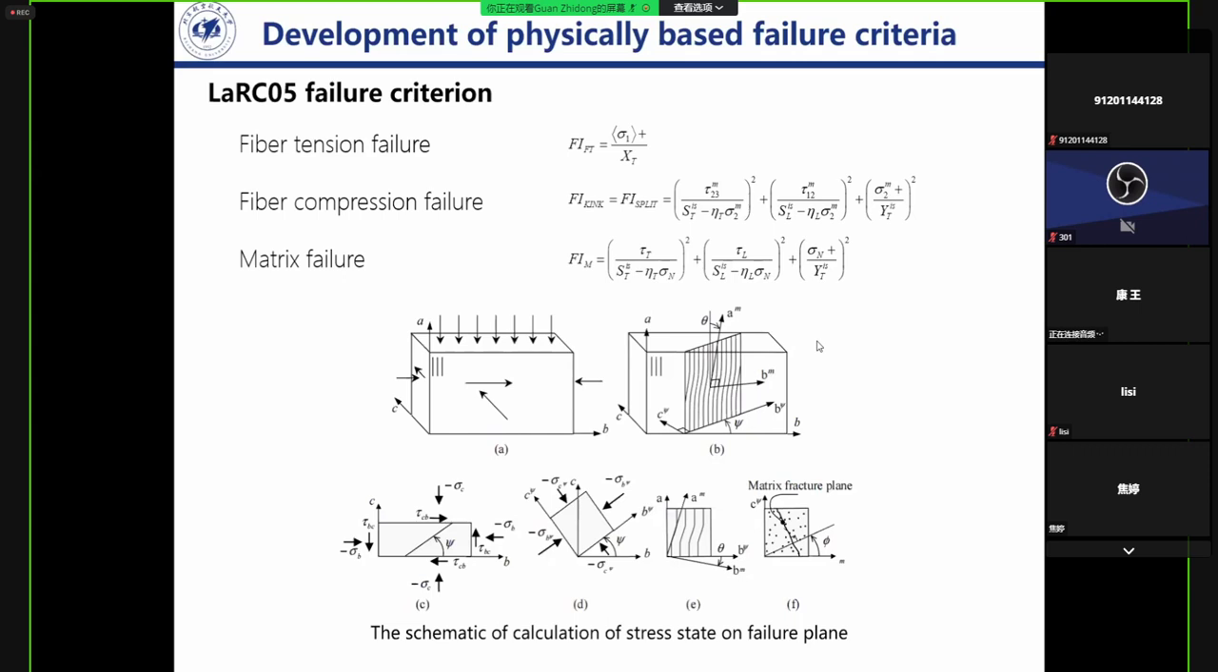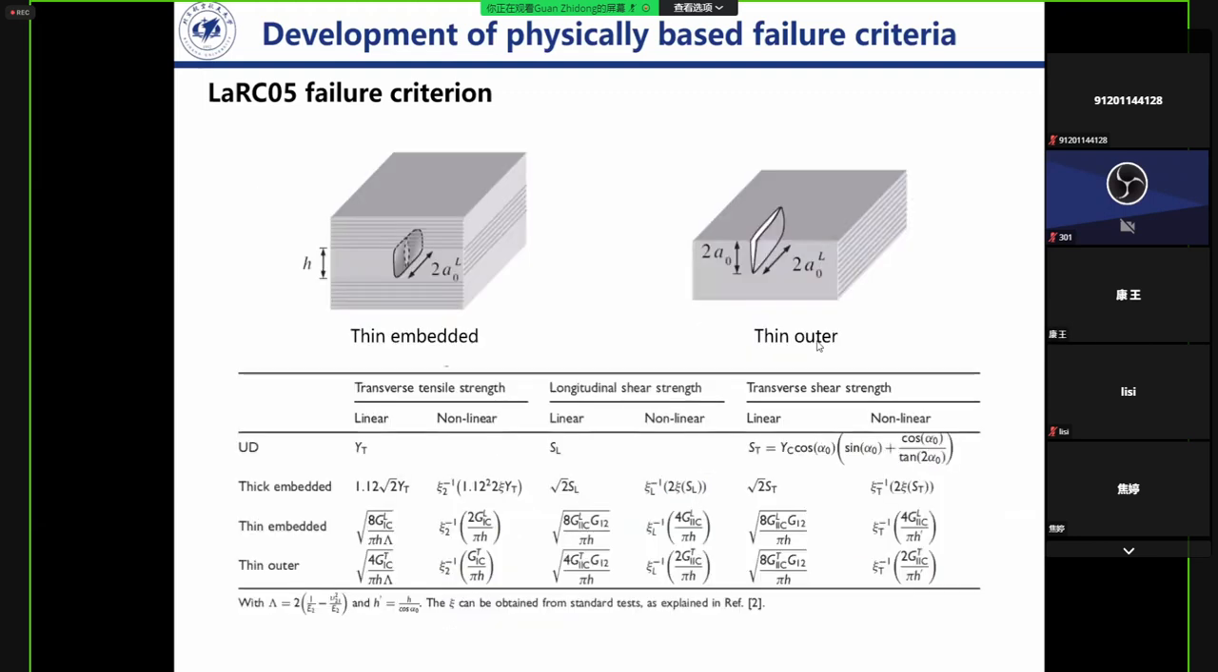Three kinds of failure mode are considered in the LaRC05 failure criteria: fiber tension failure, fiber compressive failure, and matrix failure. According to the location and the thickness of the failure layer, the analysis model is established and the calculation formula of the in situ strength is obtained.